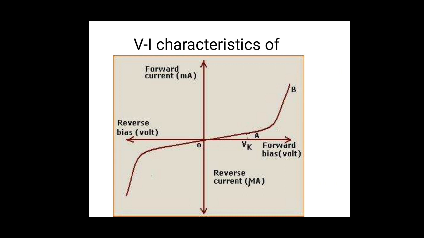Let us see the VI characteristics. VI characteristics is a graph, or a relation, between the voltage and current of the diode. Look at this figure. This is the forward bias, this is the reverse bias. Forward bias characteristics is forward voltage versus forward current. Reverse bias characteristics is a graph of reverse voltage versus reverse current.